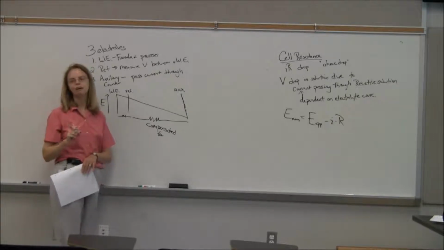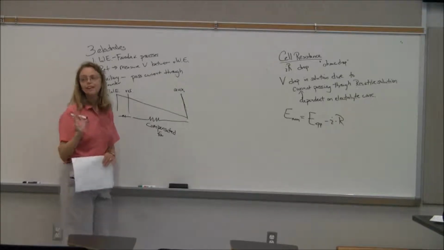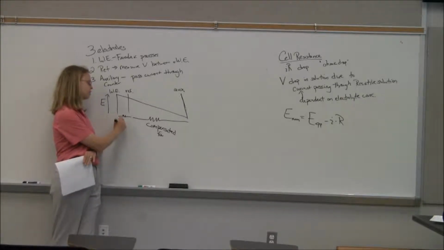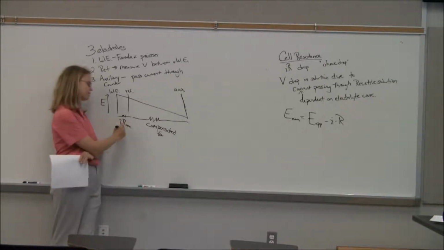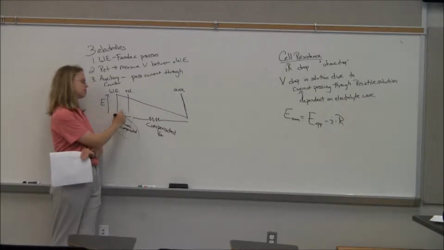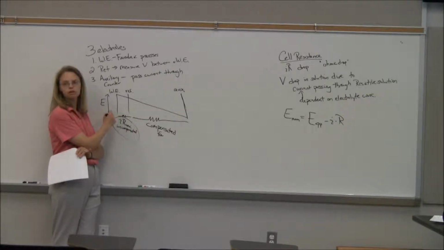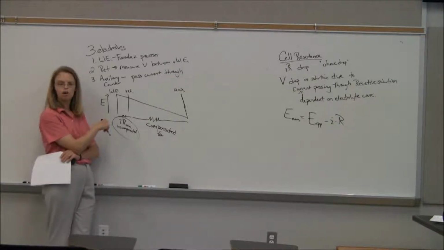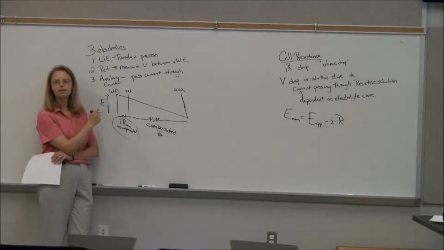So none of this drop counts. Again, I'm going to spare you the circuits today, but it's in the feedback loop, it's compensated for. This, however, is not compensated for, so those are usually uncompensated. So this part counts. Whatever the solution drop is between your working electrode and your reference electrode, that's never compensated for. There's always an IR.